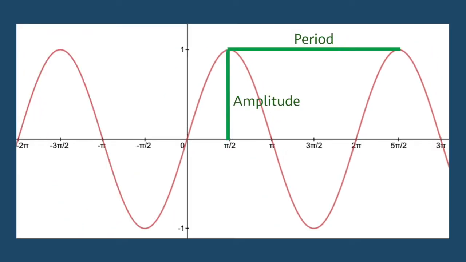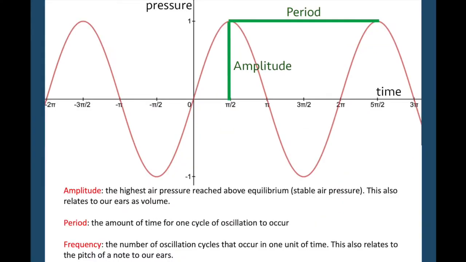You also learn about amplitude, period, and through some examples you learn about frequency. To see how these terms show up in the example of sound waves, we will use time as the horizontal axis and pressure as the vertical axis for our sine graph. In this example, amplitude is the highest air pressure reached above equilibrium, which is stable air pressure. This also relates to our ears as volume.